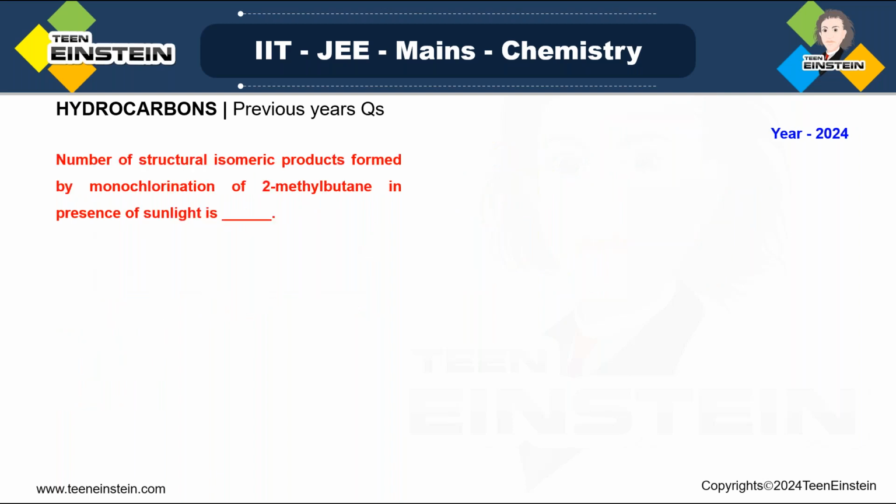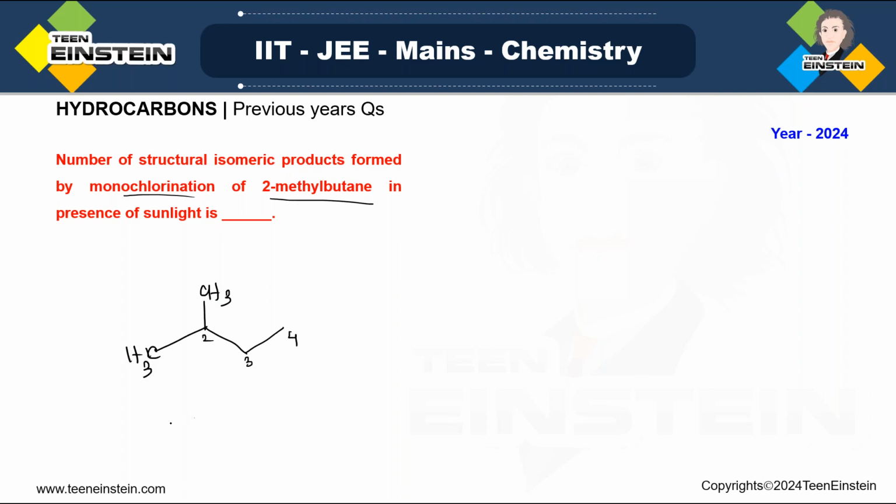Number of structural isomeric products formed by monochlorination, that means only one time chlorination will happen, of 2-methyl butane. We will first draw the structure of 2-methyl butane. So this is butane, 1, 2, 3, 4, and at 2 position, there is a methyl group, right?